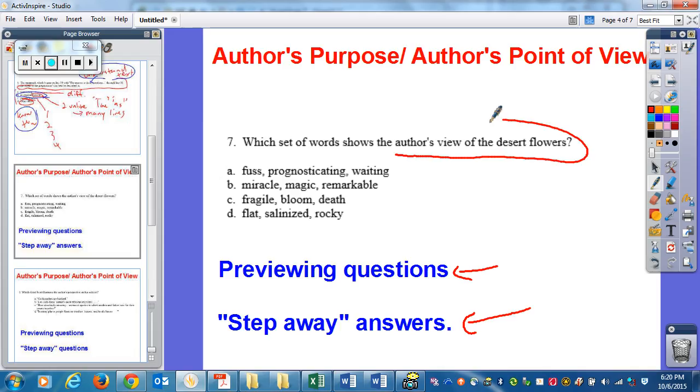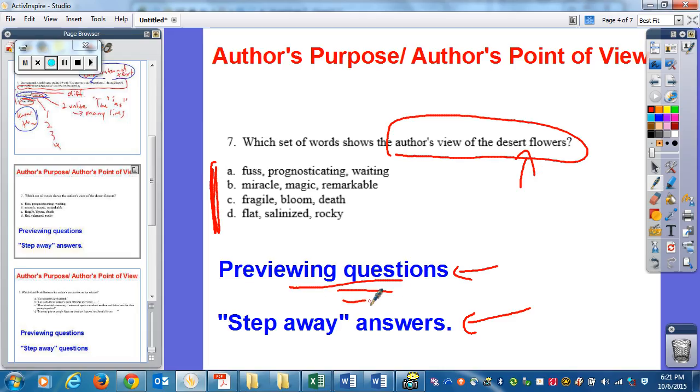Now there's an article that we read together in which the author took a certain point of view on desert flowers. But this is the type of question where all 4 answers actually are words that were used within the article, but only one of the answers was the correct answer with regard to how the author felt about the desert flowers. So if you previewed the question ahead of time, you would know that as you're reading the passage, by the end of it, you need to formulate what you think the author's opinion is of the topic, and in this case, the topic was desert flowers. So previewing the questions would have helped you guide your reading.